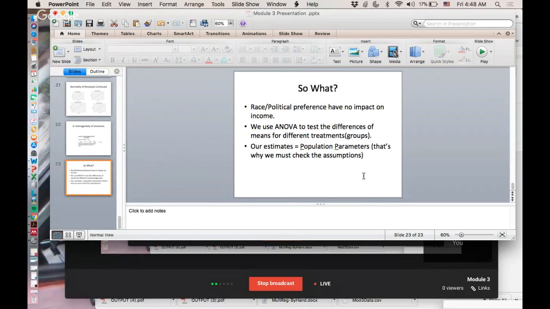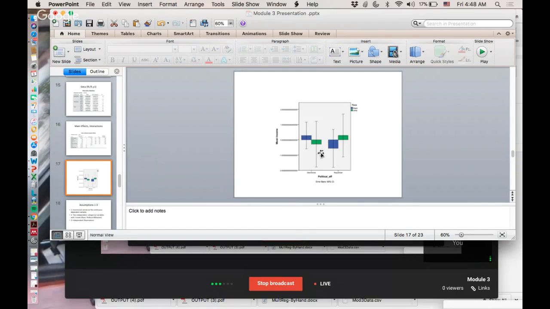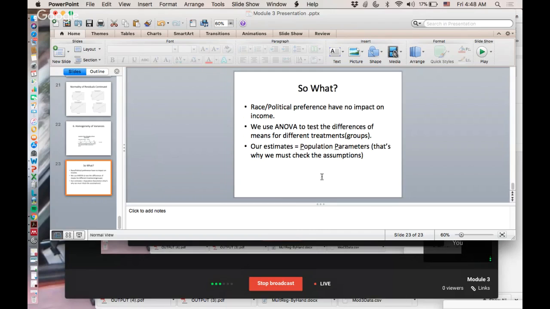So what does this all mean? For my example, race and political preference have no impact on income, which you can see right here, like nothing changed. These confidence intervals overlap, so there's no significant difference. Being black or white, nothing made you earn less or more. So just to recap, we use ANOVA to test the differences of means for different treatments or different groups.